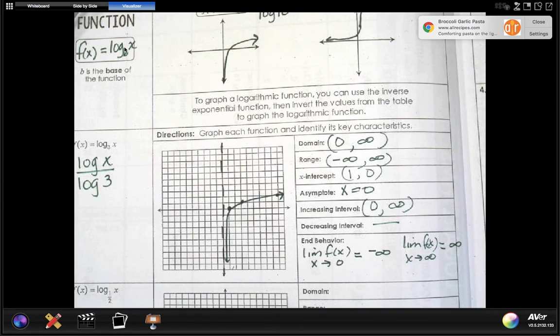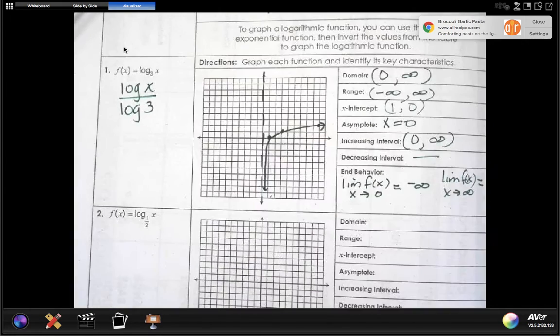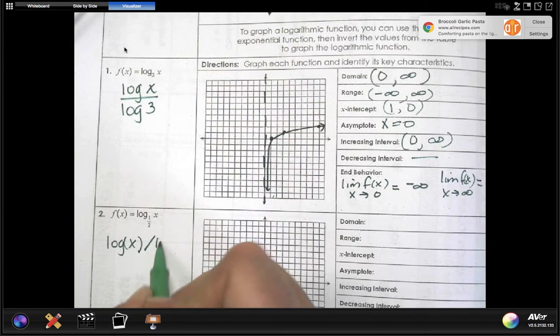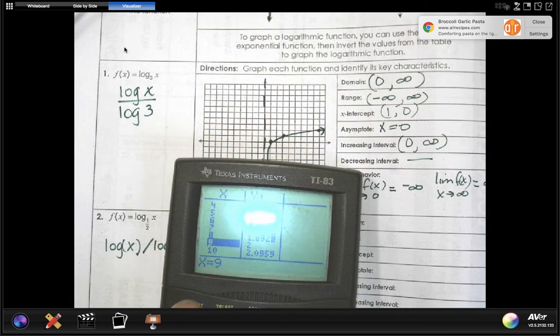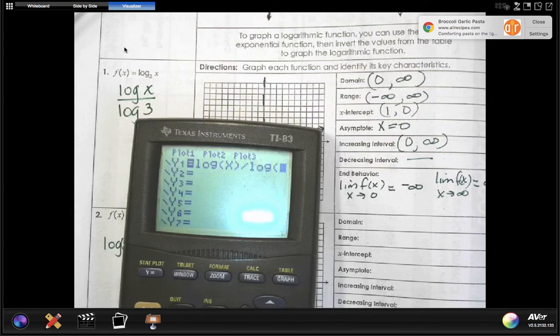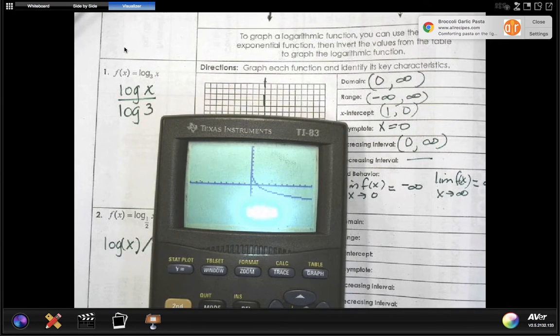Okay, so let's go to, I'm just going to show you how you would put this in your graphing calculator. Again, you would write log of x divided by log of 1 divided by 2. So let's just practice that. So y equals log of x and divide by log of 1 divided by 2. Make sure you close the parentheses, and when you hit graph, it should look like this.